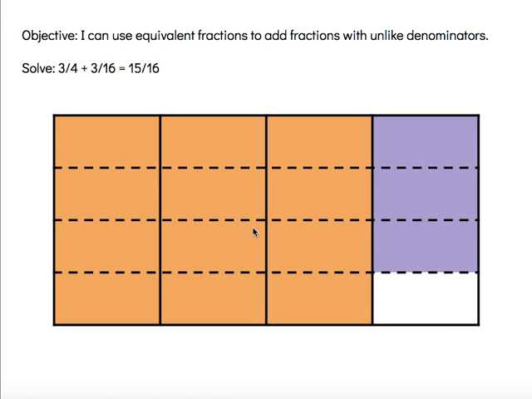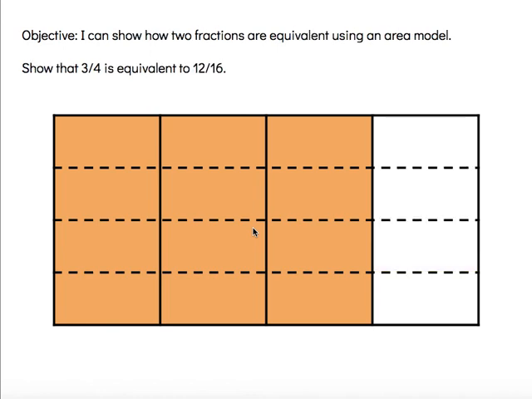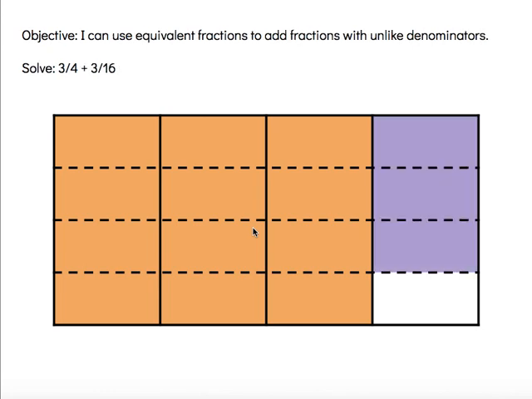Again, our objectives were that I could show how fractions are equivalent using an area model, and then I can use equivalent fractions to add fractions with unlike denominators. We find that equivalent fraction for 3/4, and we can add 3/16 to it.